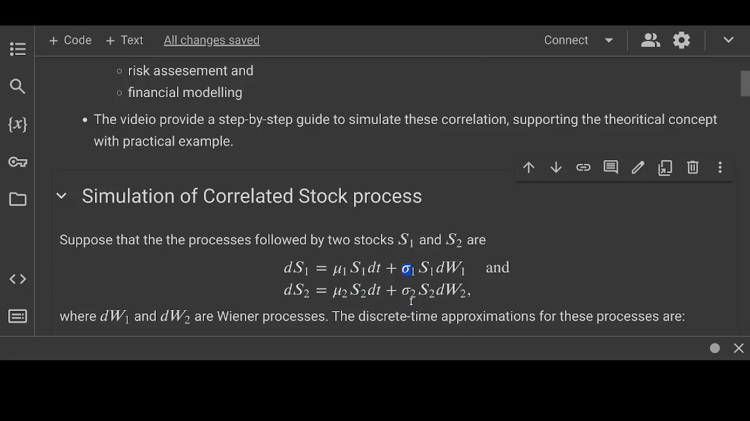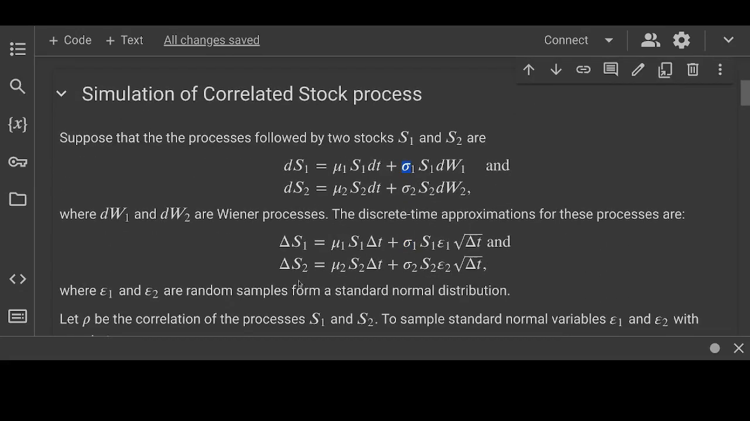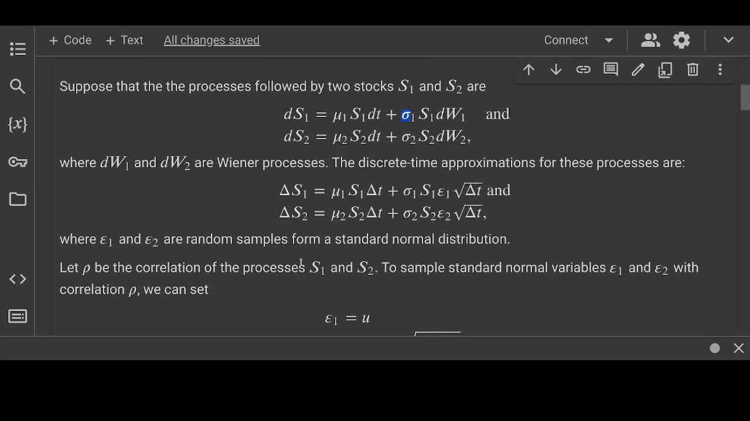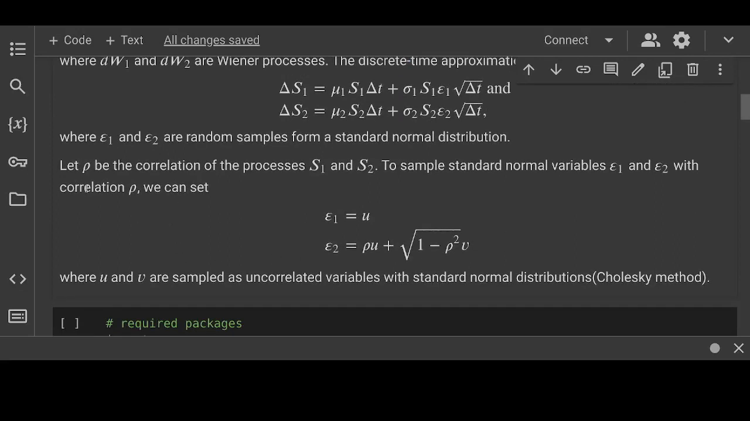The W1, W2 is a Wiener process. So the discrete form is also given by this one. Therefore, our objective is to simulate the price process if the correlation rho is given by this one. So the application of Cholesky decomposition can be done in this way. That means epsilon 1 is equal to u, epsilon 2 is equal to rho times u plus the square root of 1 minus rho squared times v, where u and v are uncorrelated standard normal variables sampled from this distribution.